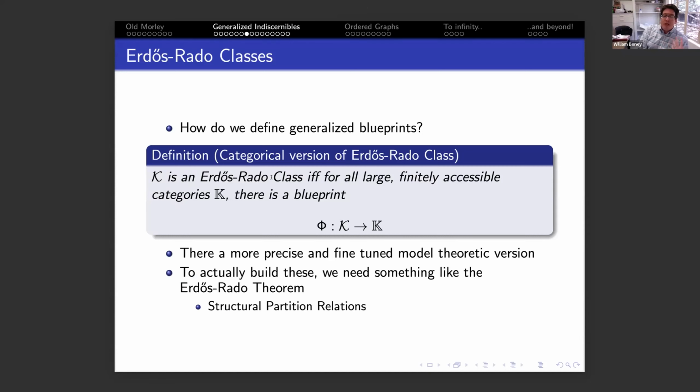And to actually build these, we need some structural version of the Erdős-Rado theorem. So we want to take something like ordered graphs, this is the one we'll talk about a lot, and think about coloring large infinite ordered graphs with some colors and trying to find homogeneous subsets that are also large.